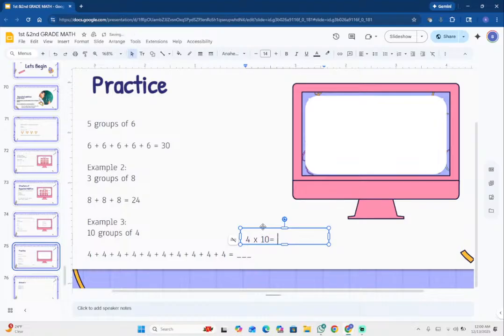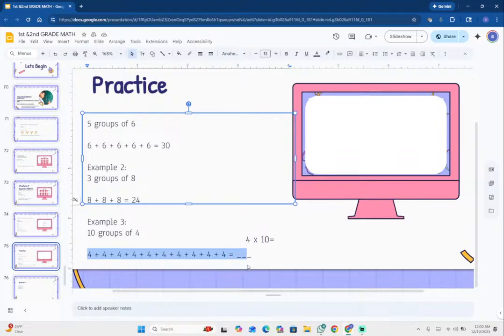Is equal to, so there's 10 sets of 4. So if we do it using repeated addition, after we add everything up, eventually we will get 40.